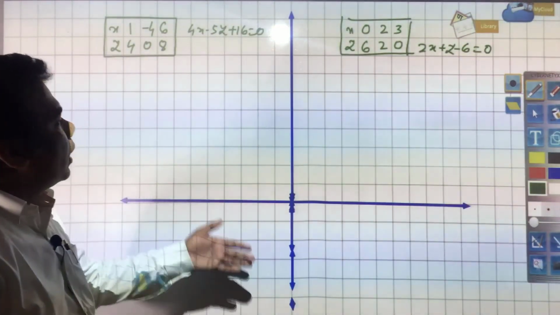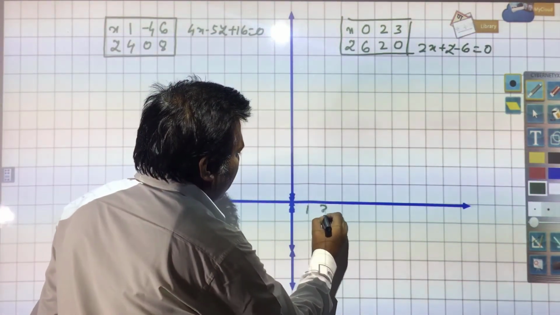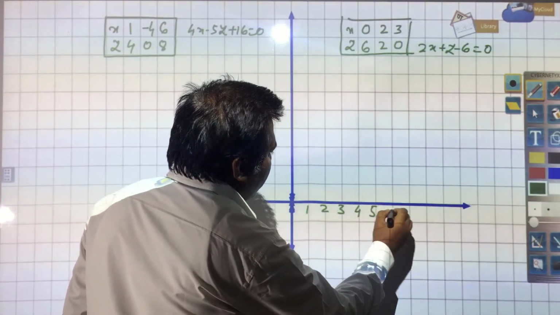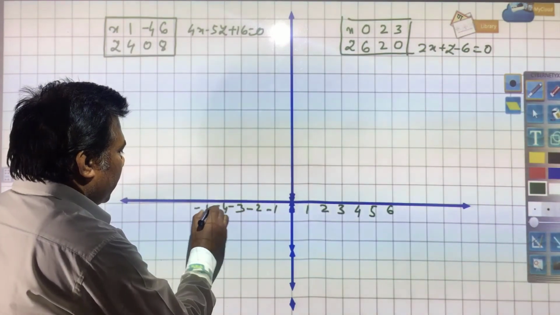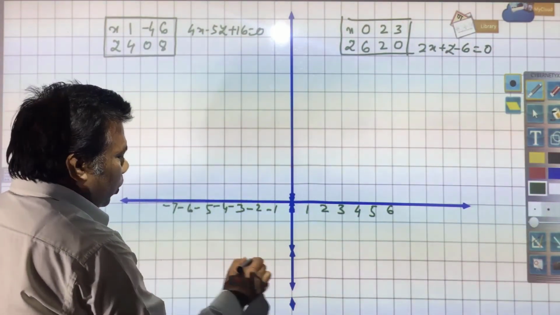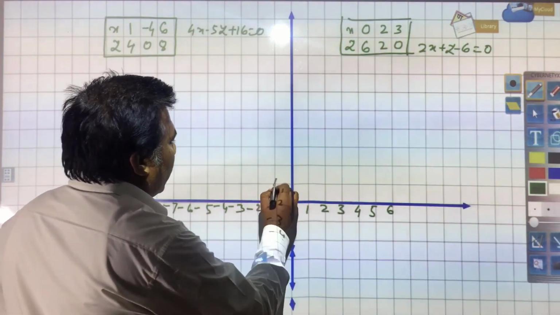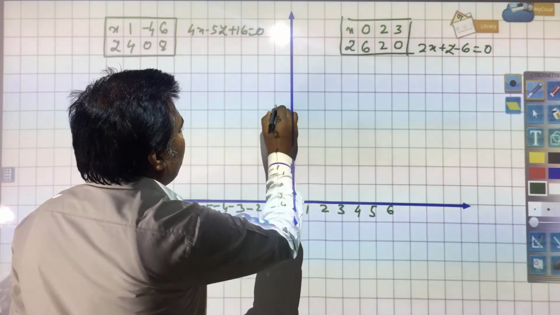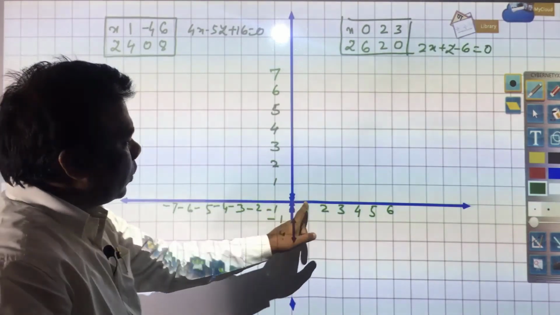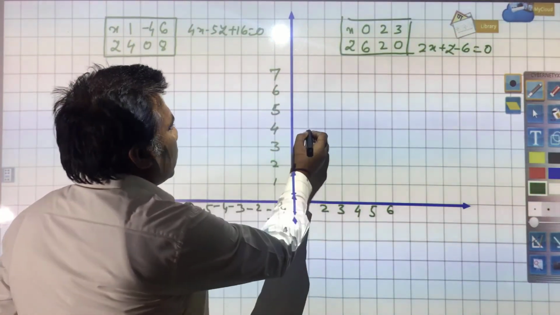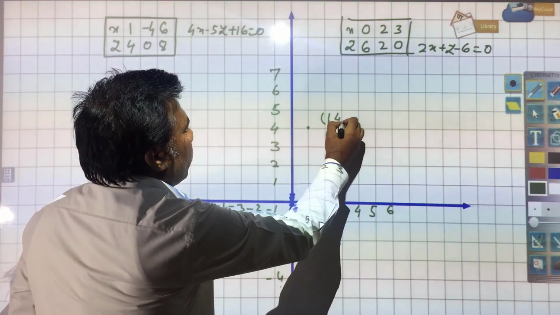Now, we need to plot the graph. Here you see, first you mark 1, 2, 3, 4, 5, 6 and so on, and minus 1, minus 2, minus 3, minus 4, minus 5, minus 6, minus 7 and so on. First you have 1 and 4, x you have 1, y you have 4. So, the intersecting point you have over here, this is 1 and 4.